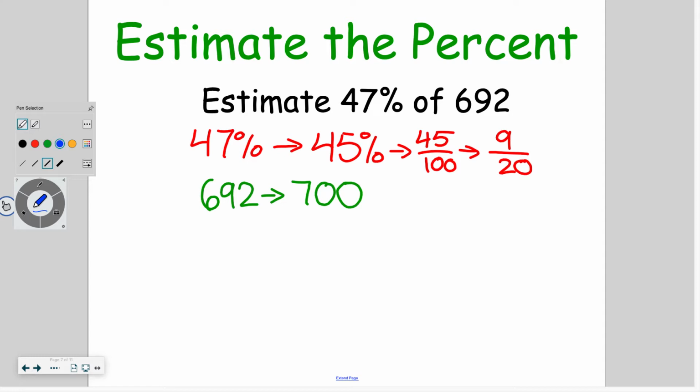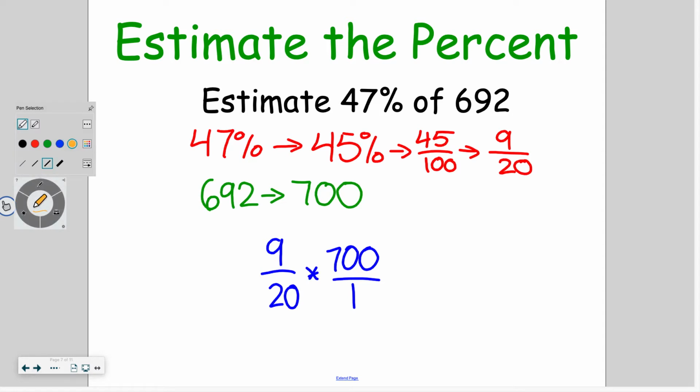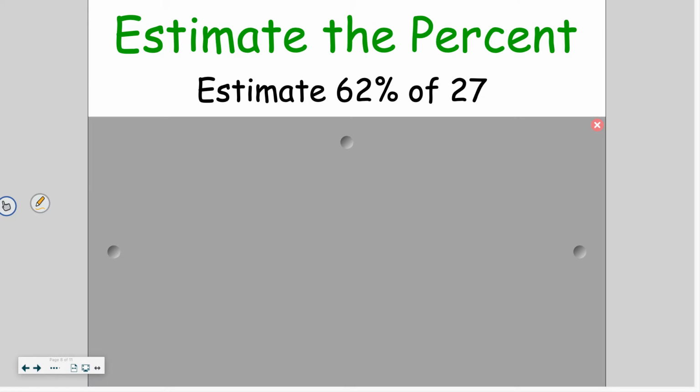So my multiplication sets up as 9 over 20 times 700 over 1. And when I do that, we now have our cross reducing. 20 can go into 700 35 times. So up top we have 9 times 35, which is going to give me 315. Go ahead and try this one on your own.